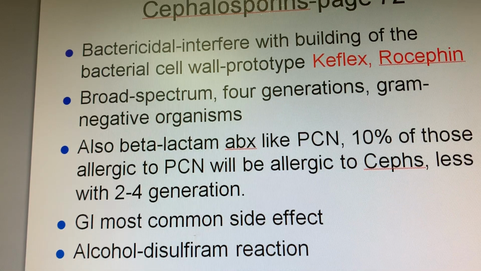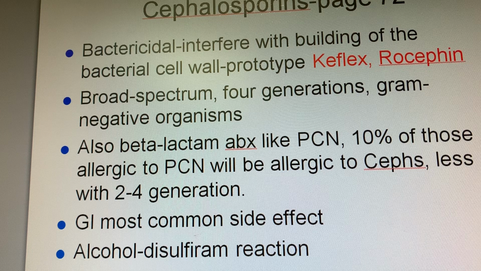The next category of antibiotics that comes up in the book is a category called the cephalosporins. And these are discussed in the text on page 72. And they are covered in table 5.1 on page 70. Cephalosporins are mostly bactericidal. They also interfere with building a strong bacterial cell wall.